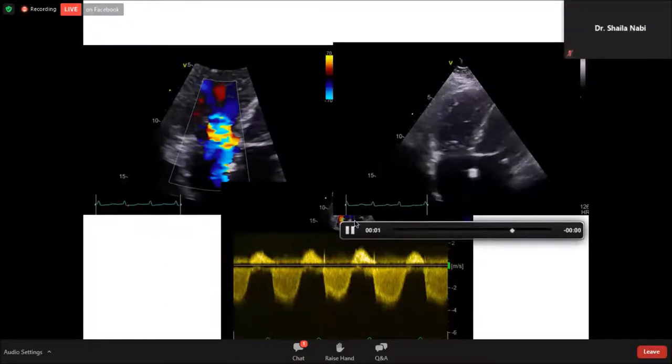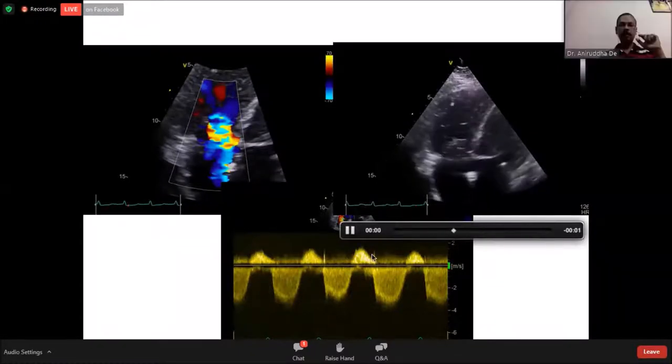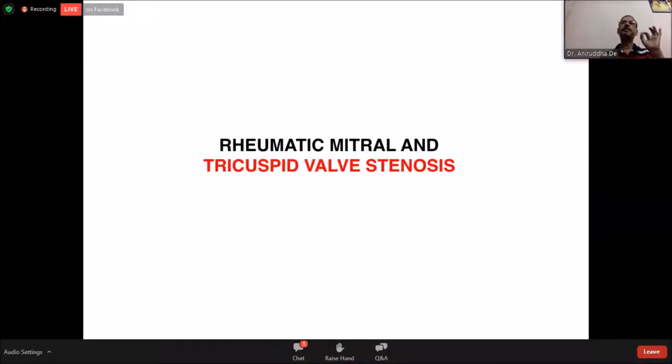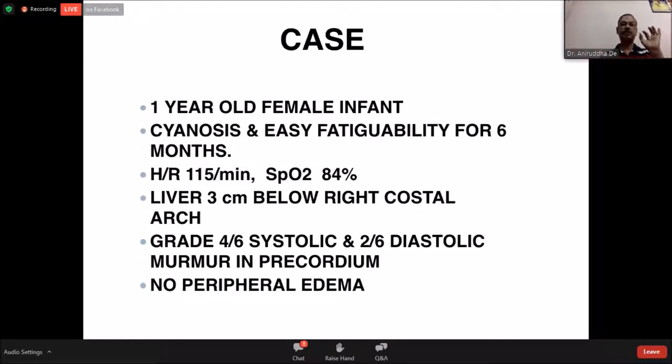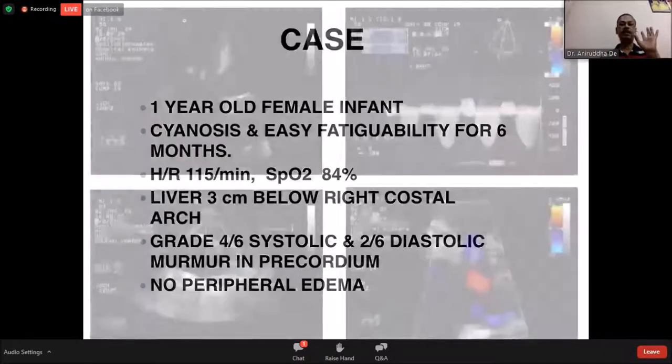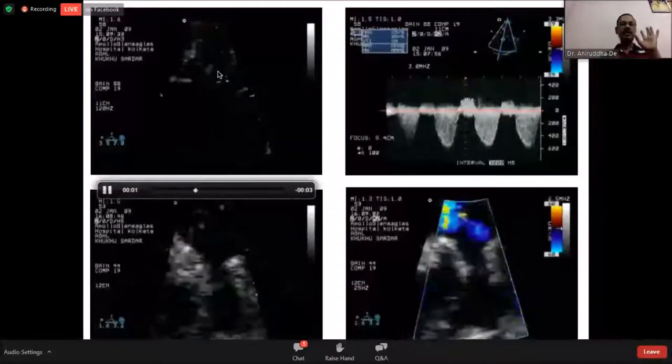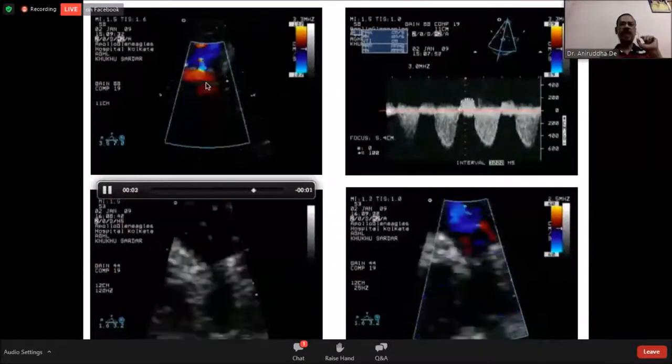So you can see the tricuspid stenosis has a gradient of about 7 mmHg. So it's basically rheumatic mitral and tricuspid valve stenosis. Here is a one-year-old female infant, a cyanosed baby. You can find that there is severe tricuspid stenosis and regurgitation.